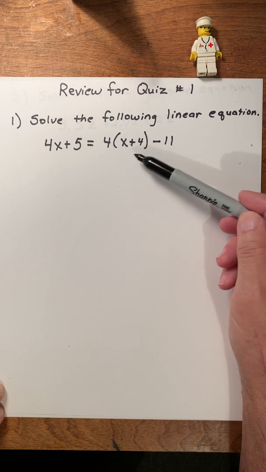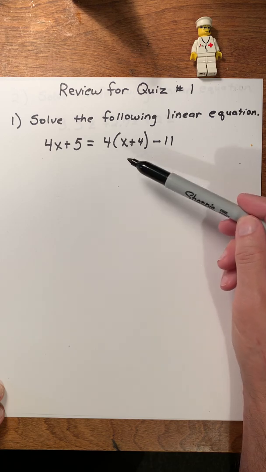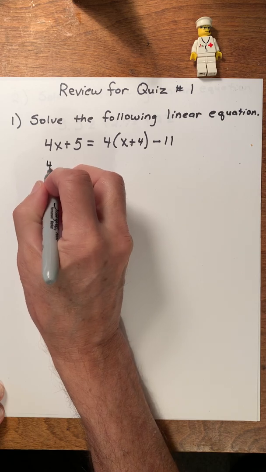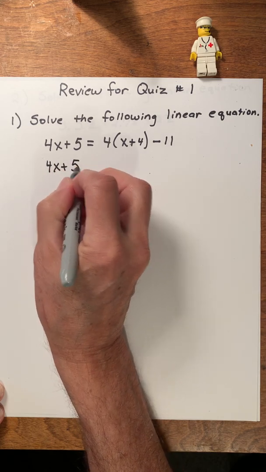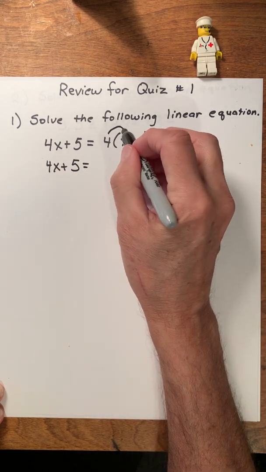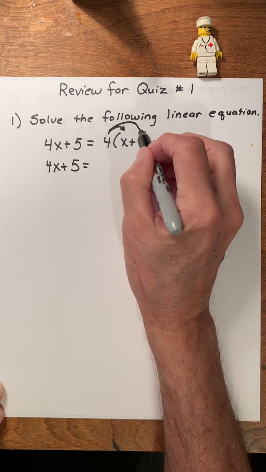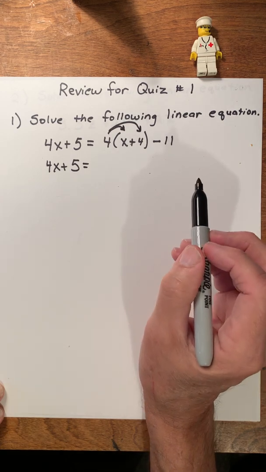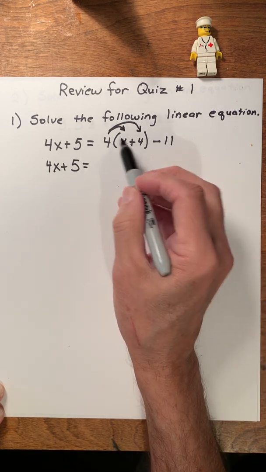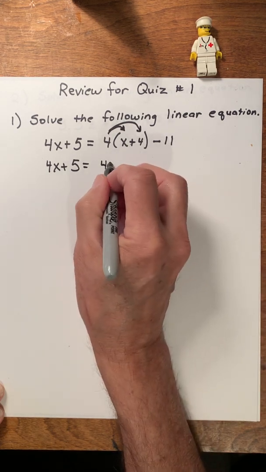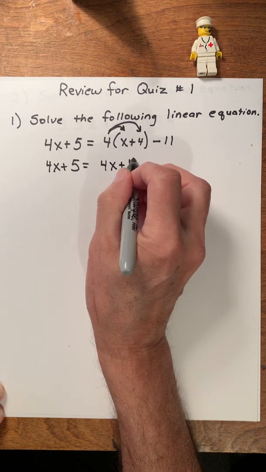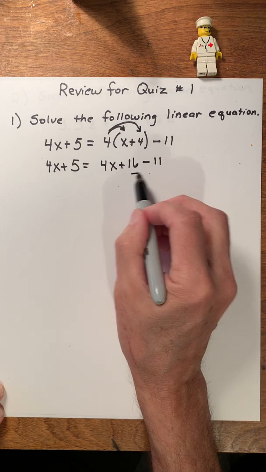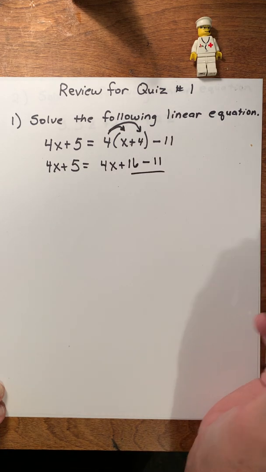First thing that obviously needs to be done is a little bit of distributive. So let's go ahead and take care of this step. Left side stays the same, but you know the distributive property. Multiply this by whatever is added or subtracted in the parentheses, 4x plus 16. Next step, combine my like terms. Always a good idea.